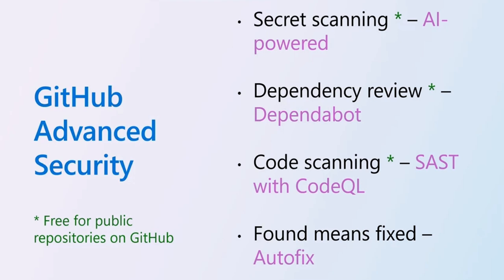Then it contains code scanning. So literally just scanning your code for finding potential vulnerabilities, potential security flaws. And what's really cool, these first three points are free for all public repositories on GitHub. So please use them, please don't ignore them.